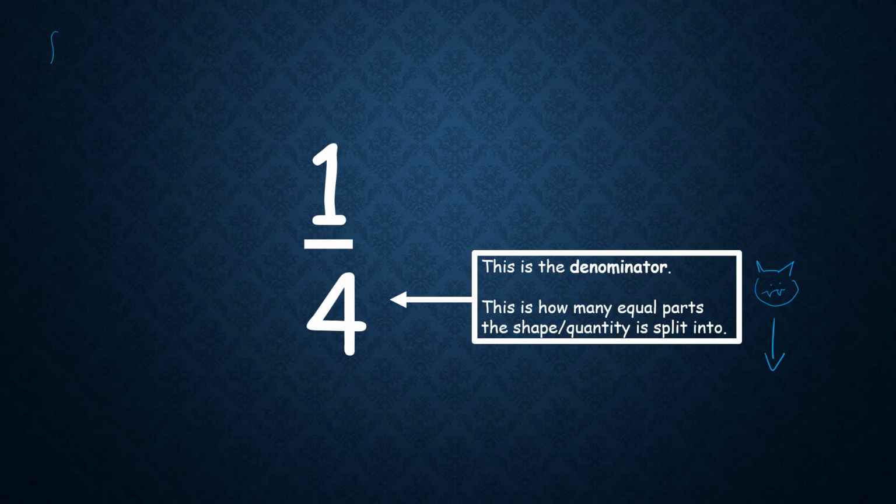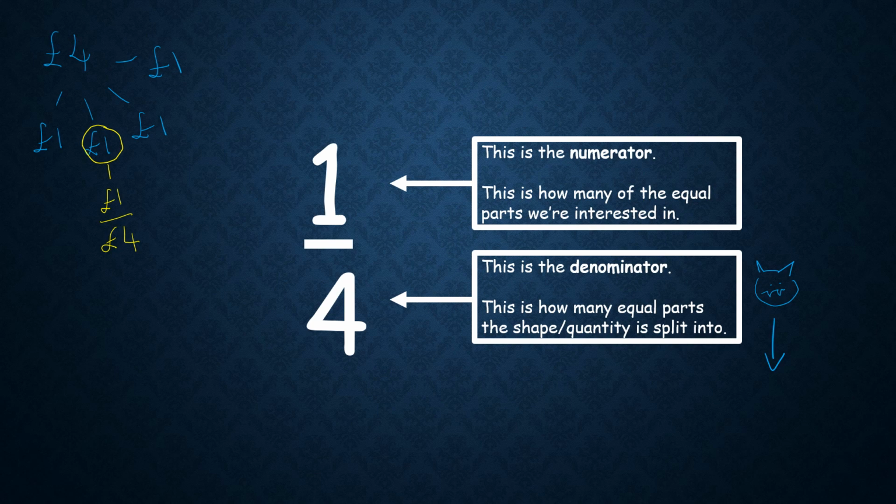So for example, if I had £4 in £1 coins, so I'd have £1, £2, £3, and £4. If I took one of those here, I've taken 1 out of the 4, so £1 out of 4. My top number is called the numerator, and this is how many parts that we're interested in.